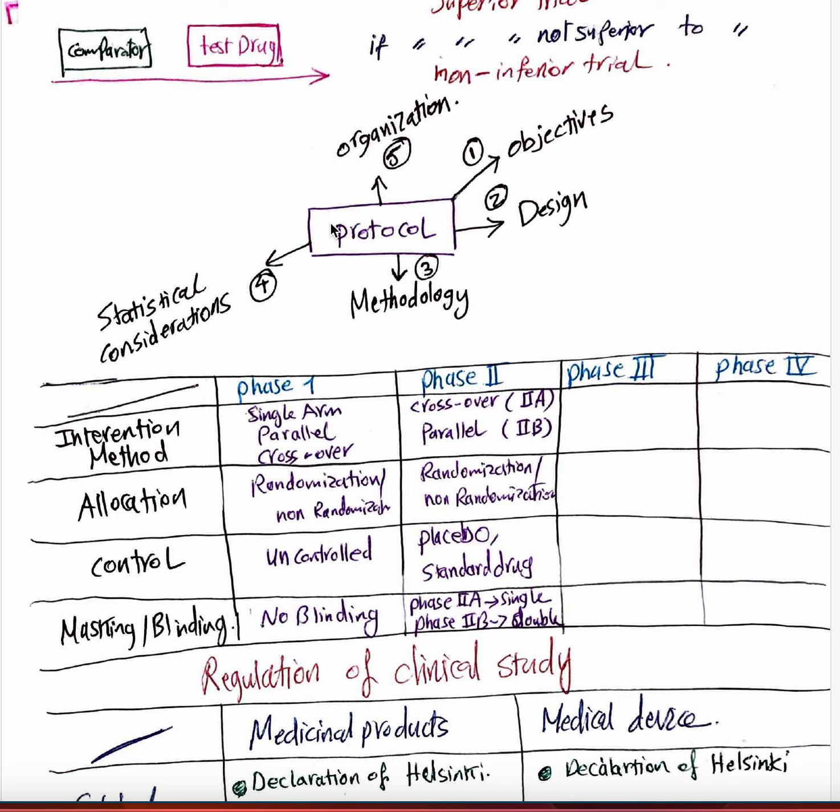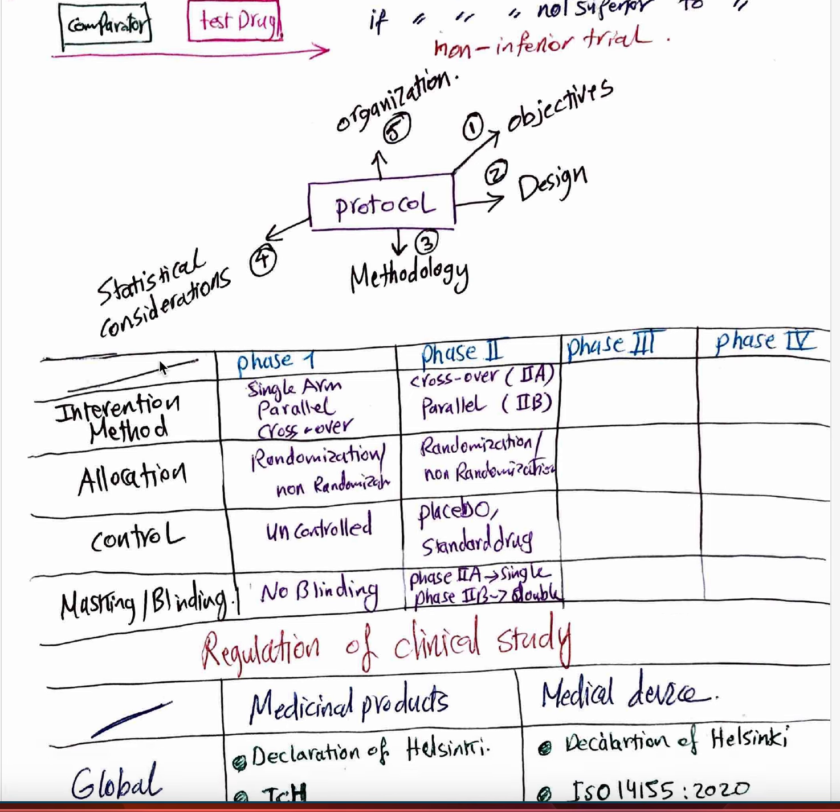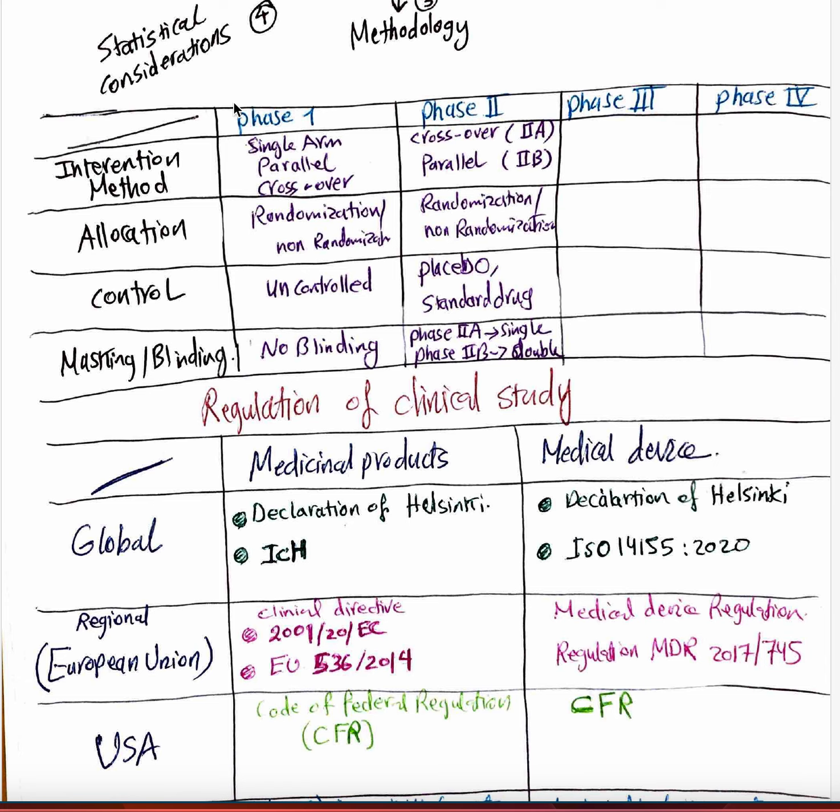And again, we talk about the components of the protocol. I explained all of them. There are a lot of components of a protocol, but it is composed of objectives, the design and methodology, organization, and the statistical considerations. The other thing we have to know is that phase 1 is called human pharmacology, phase 2 is therapeutic exploratory, and phase 3 is therapeutic confirmatory.